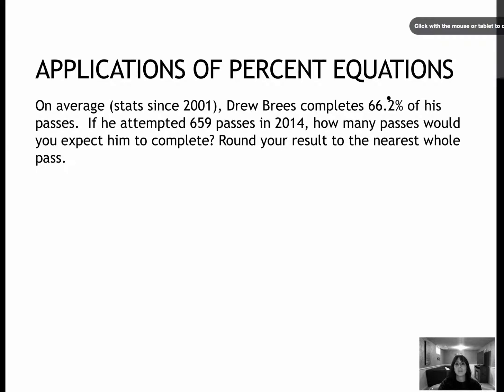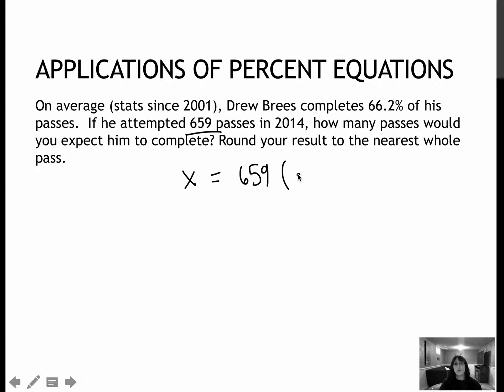Instead of using the proportion that I would normally use on a question like this, we're going to write that as an equation. And remember, the part is the whole times the percent. So 659, is that whole or is that part? Well, it says attempted 659. That would mean that's the whole. I'm trying to find the part. And to do that, I would multiply by 66.2%.